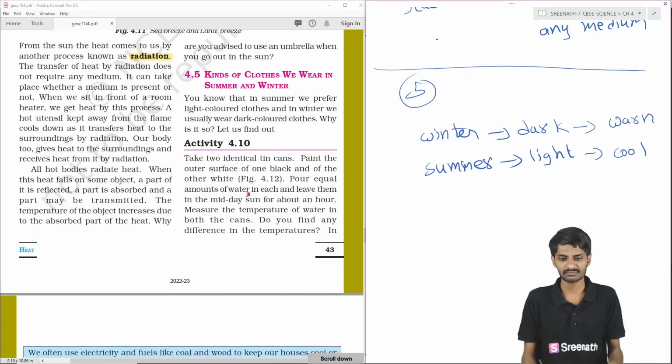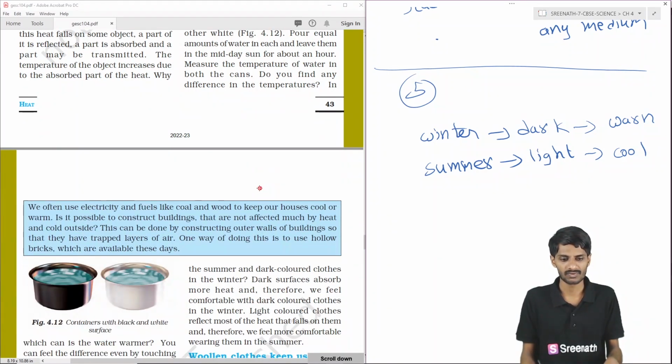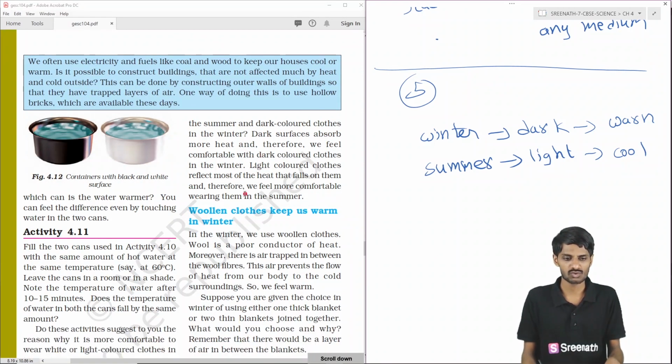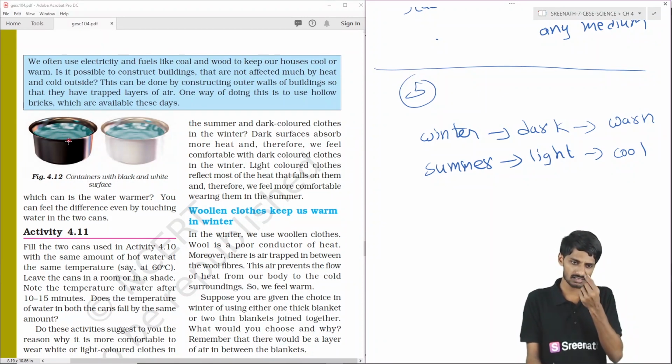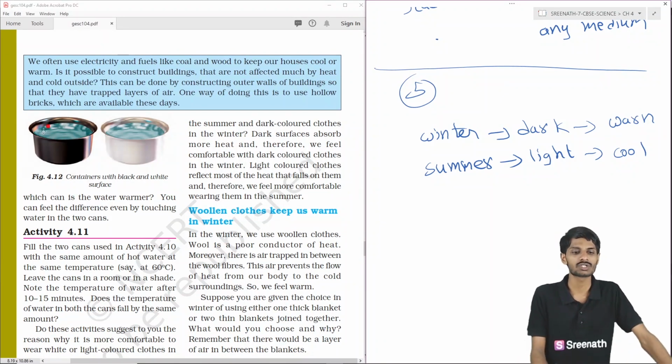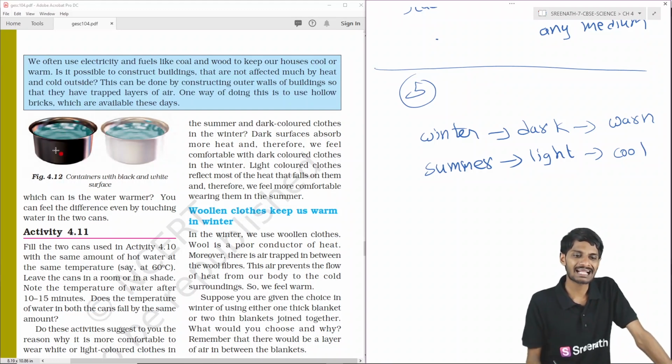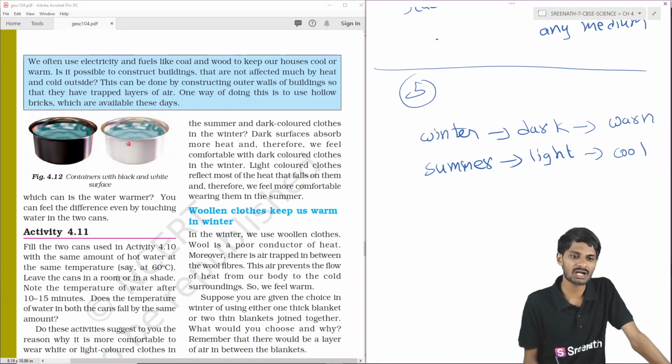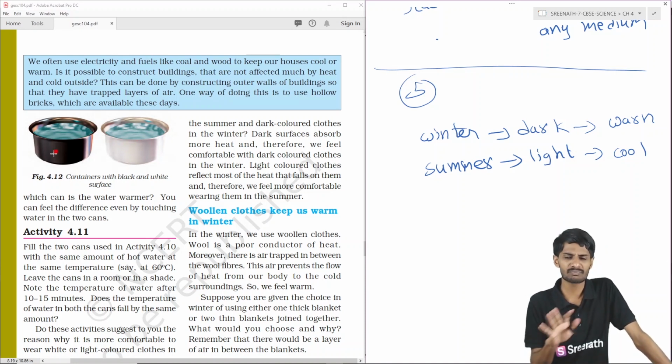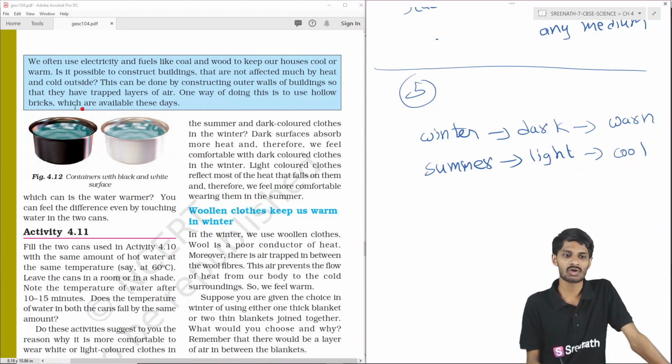Okay students, that is the thing. And there is an experiment for you. Pour some water in a black colored tin and pour some more water in a white colored tin. Or I simply pour hot water in both the containers and leave them in a room, and come back to them after 10 minutes. What will you observe? Which will become more cool?